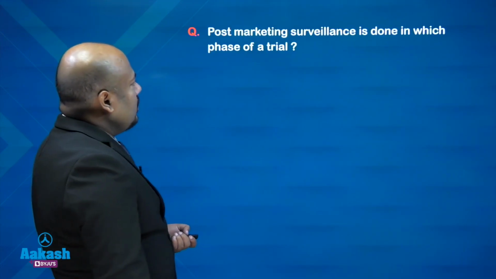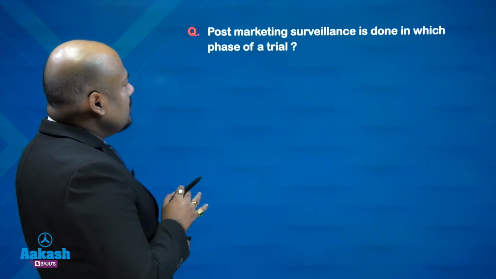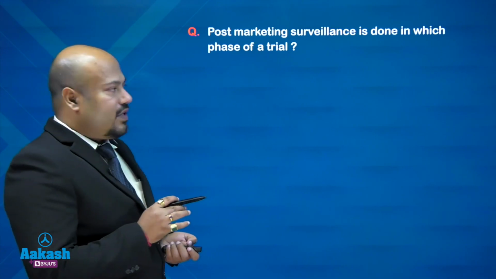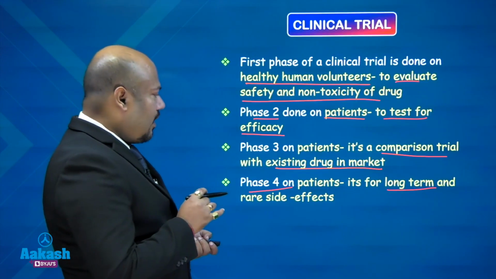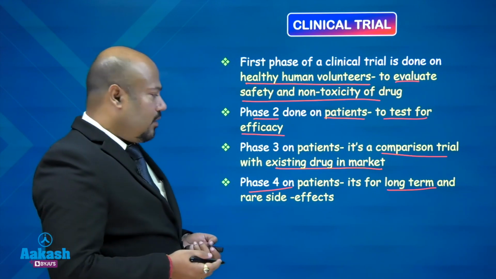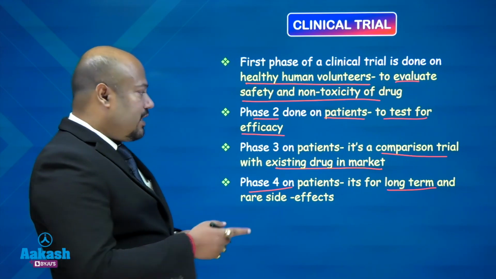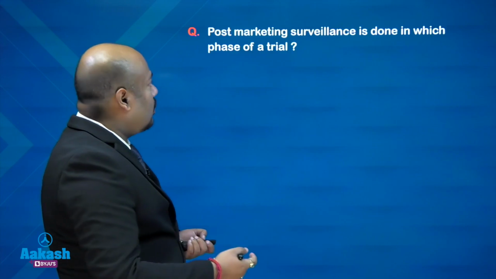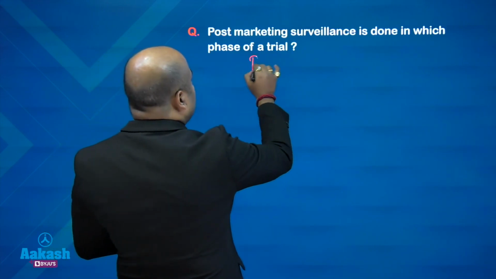So look at this question. Post-marketing surveillance is done in which phase of a trial? Obviously, post-marketing surveillance will be after you have compared with the existing drug in the market and launched it, okay. So it's for the long term and the rare side effects. So it is done in phase 4 of a trial.